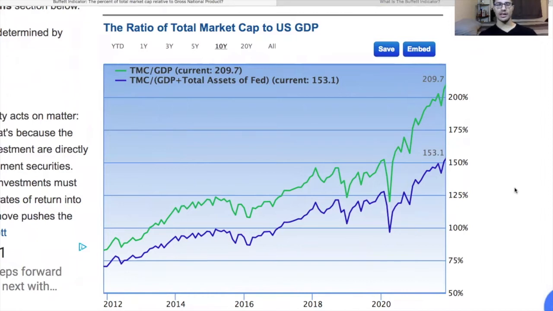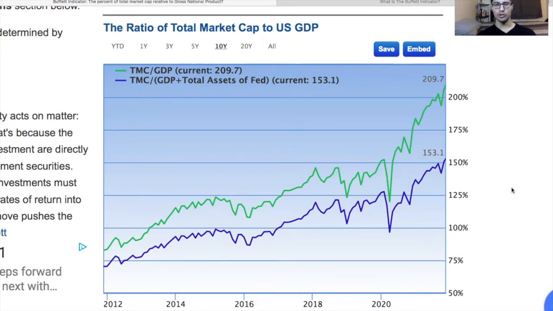And so you can think of this as how valuable is the total US stock market compared to all the goods and services that the United States is creating. Ideally, you would think they would be somewhat similar. But right now, that number is at 209.7%, which basically means that the US stock market is currently valued at over double that which the US is actually creating in goods and services per year. So that's pretty wild on its face, right?